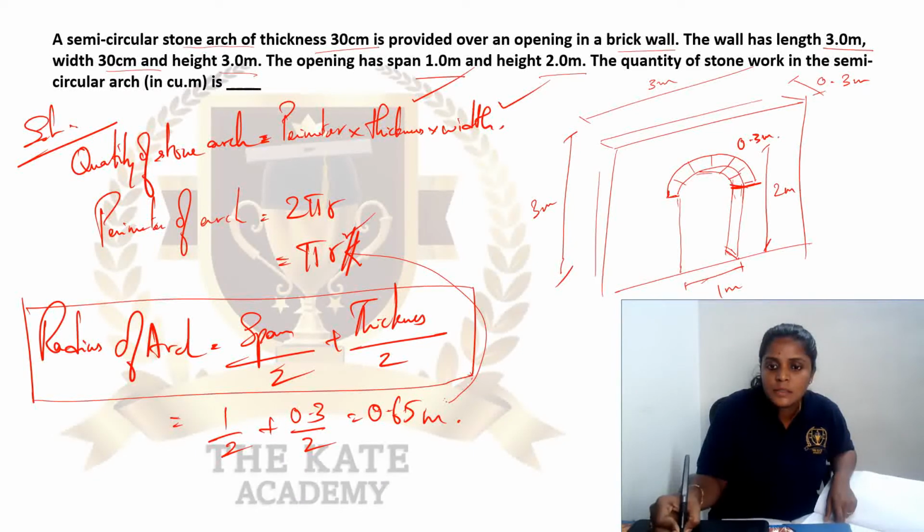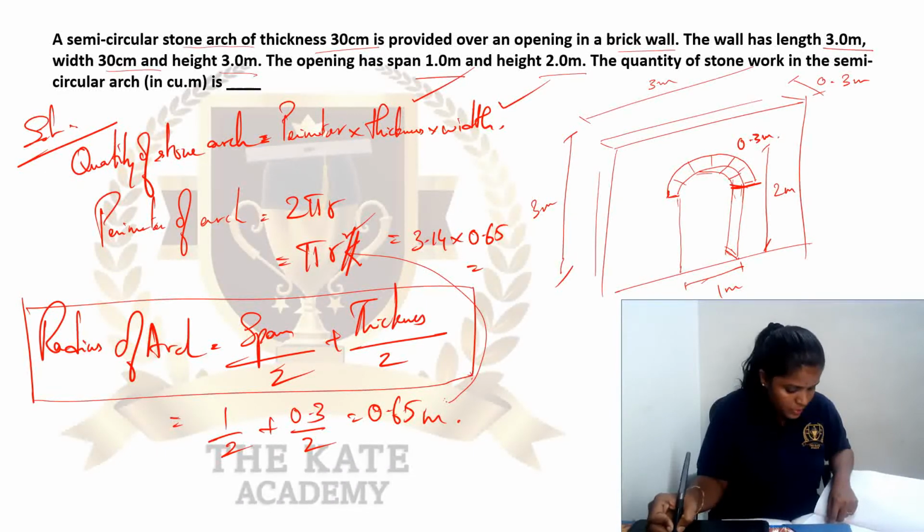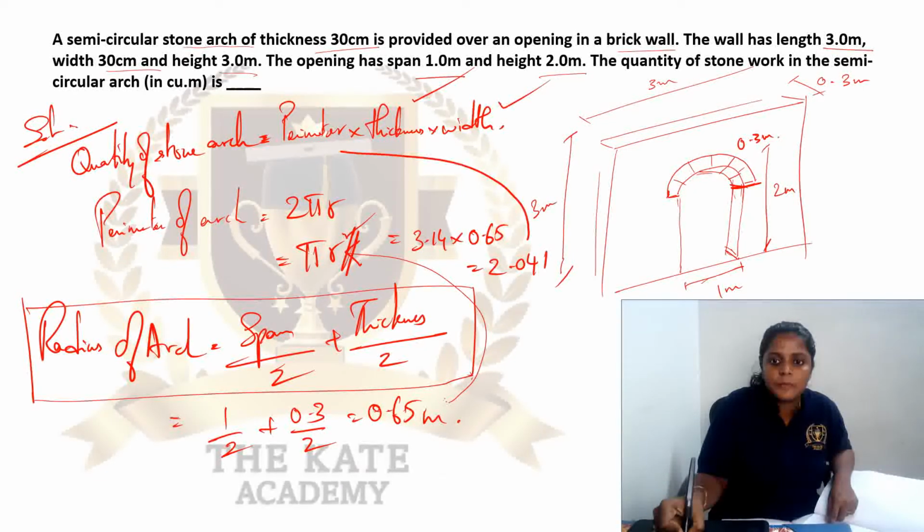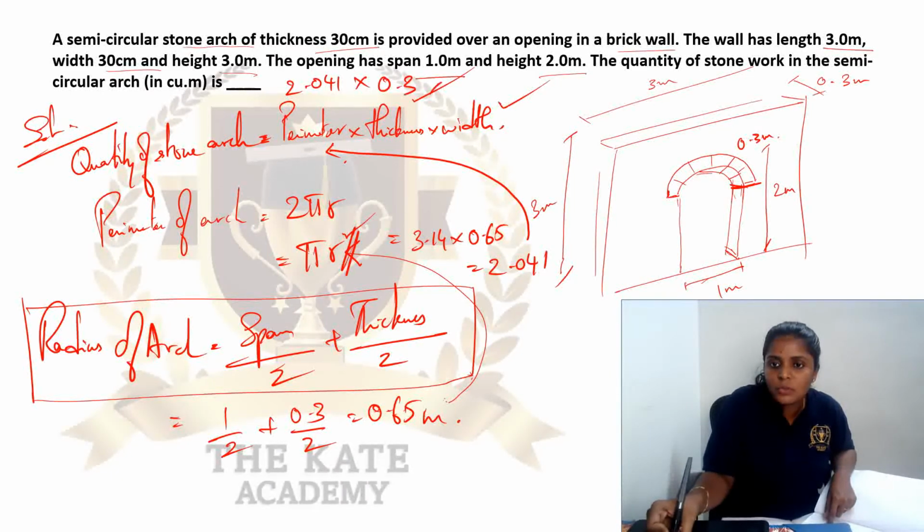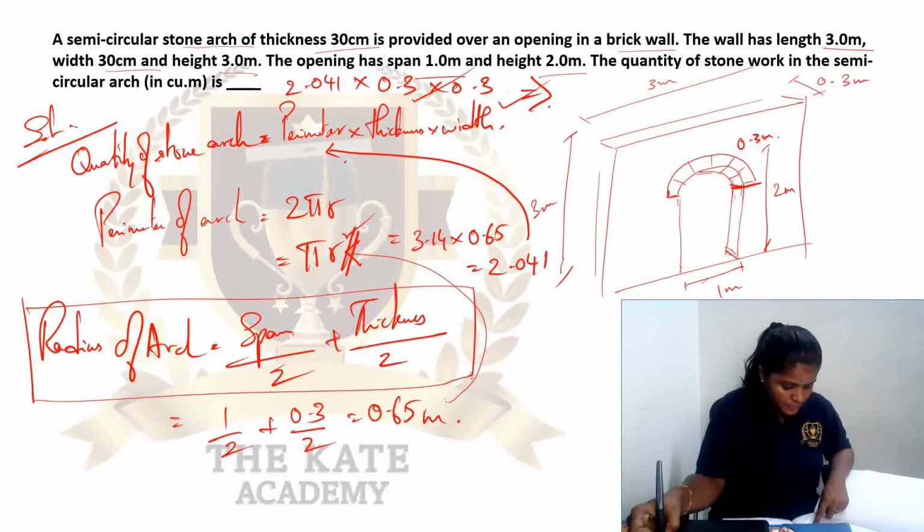Now substitute this in this. That is 22 by 7, that is your 3.14, into 0.65. That gives you an answer of 2.041. Now substitute this over here. So which is 2.041 into thickness 0.3 into 0.3, which gives you the final answer as 0.184 meter cube. Okay.